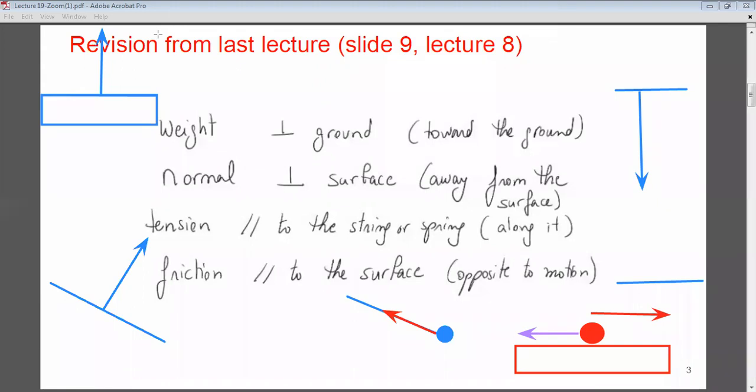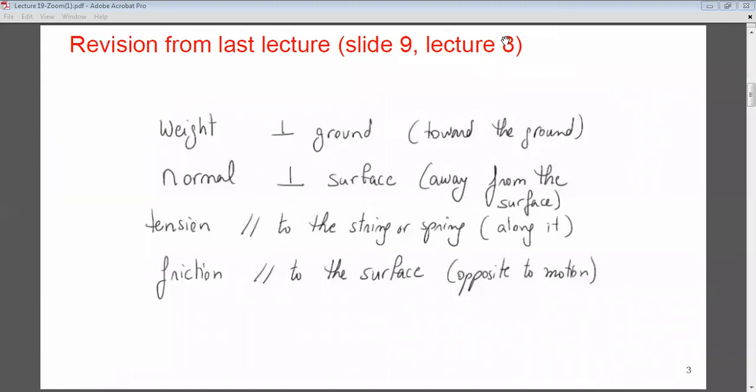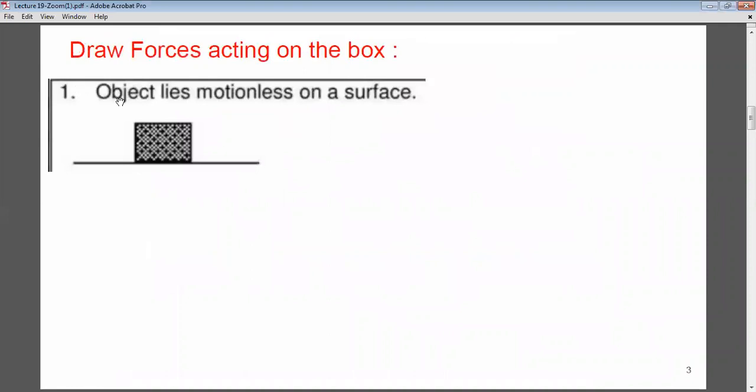Let's go back to slide 1 and draw our forces on each of them. So number 1, it's an object that lies motionless on a surface. Okay, when we say draw forces, in other terms, we say draw a free body diagram. So it's called a free body diagram. So it either tells me draw forces acting on the box. This is in simple terms, but in this chapter, we will be saying draw a free body diagram.